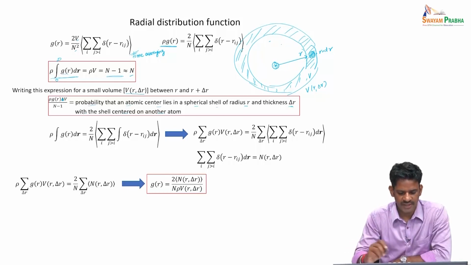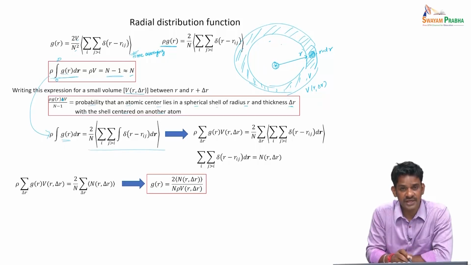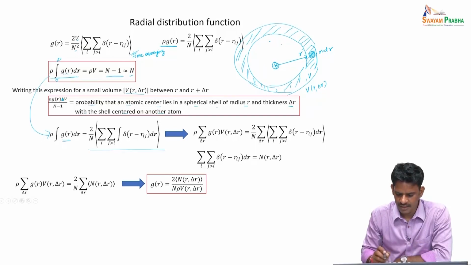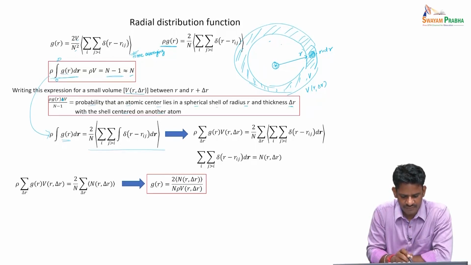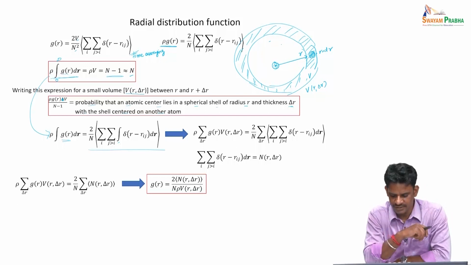And so, we take this as a definition, and what we are going to do is, now you take this in from here, you substitute for the g(r), and then this integral is actually taken inside the delta function. Now we write this integral over a small shell of thickness delta r.